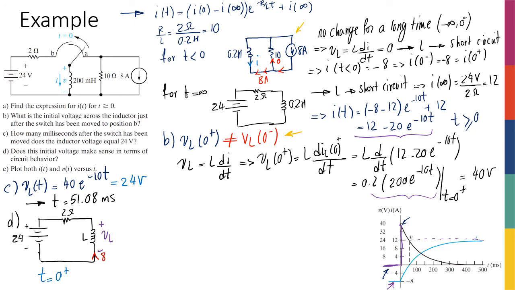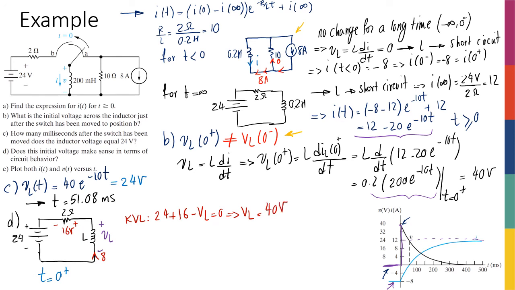So if I have 8 amperes flowing here, I can say that I have 16 volts here, because 8 times 2 is 16. And because I have that, KVL tells me that 24 plus 16 minus VL is 0. Therefore, VL is equal to 40 volts. So I could actually find it from the circuit.